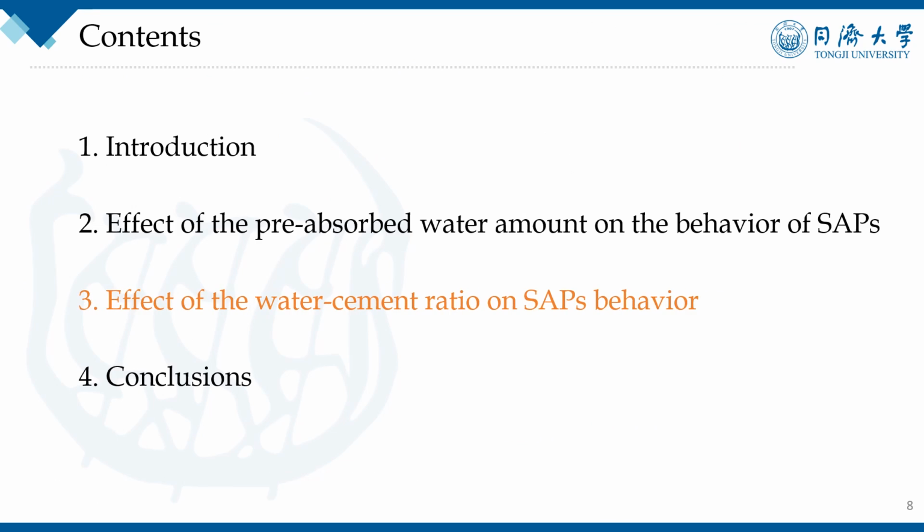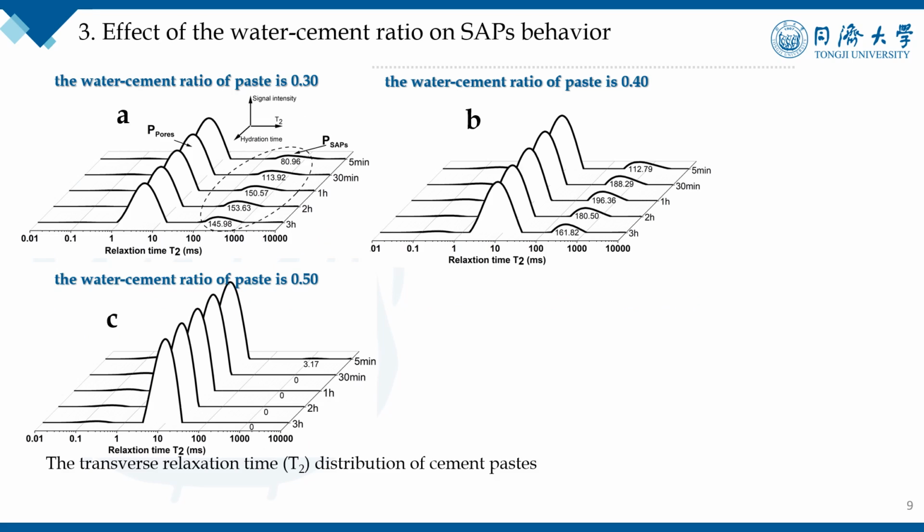Okay, next we will focus on the second mixing method and discuss the water to cement ratio. To achieve better internal curing, the SAP's water content sometimes has to be adjusted. However, the results above show that changing the SAP's water content by pre-absorbing a certain amount of water might not be an effective method, because the water pre-absorbed by SAPs before mixing would be released into the paste after mixing. So, is there any other method? Can we control the SAP's water content by changing the water to cement ratio of the cement paste?